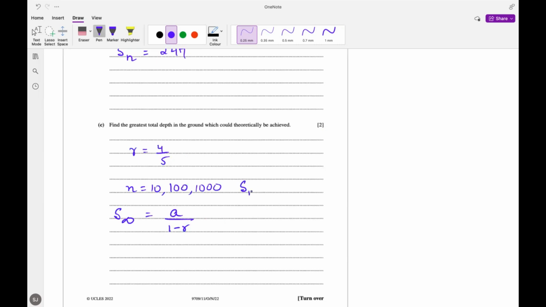If you look at the sum formula, which is a into 1 minus r to the power n divided by 1 minus r, as r is 0.8, as we keep on increasing the power, this number will keep on decreasing. For a very high value of n, this will nearly be 0. So that's why it will be taken as a upon 1 minus r. Now, a is 50. We'll divide it by 1 minus 0.8. So 50 divided by 0.2 is equal to 250. So 250 millimeters is the greatest depth in the ground which could theoretically be achieved.